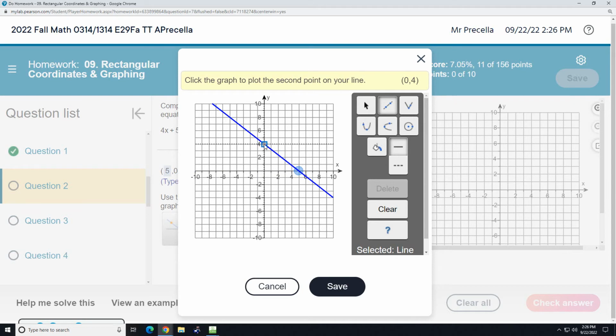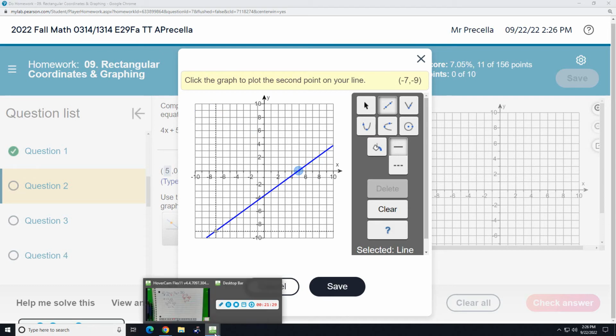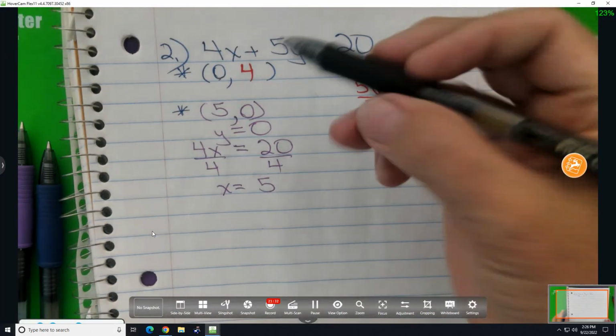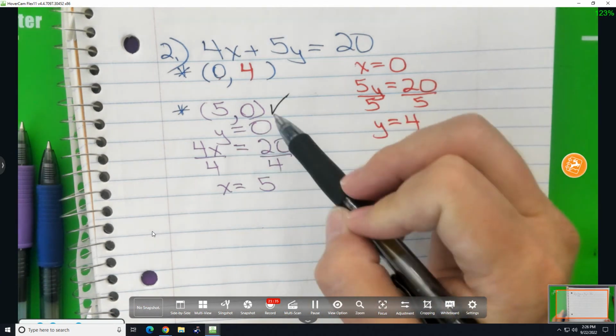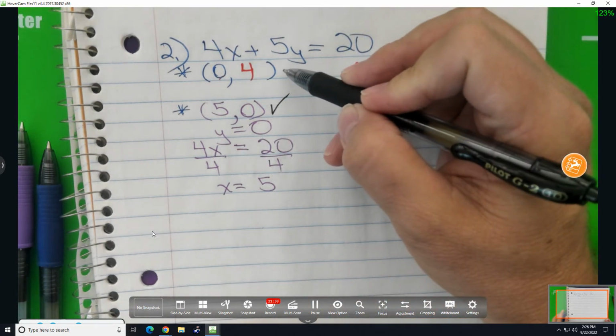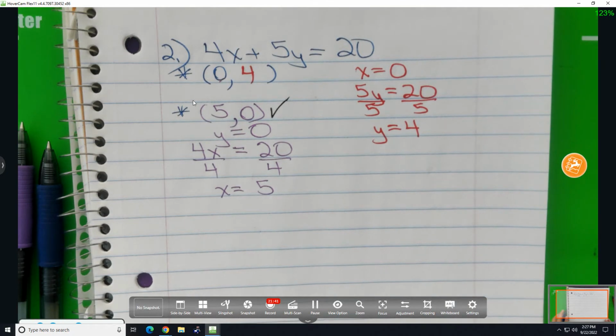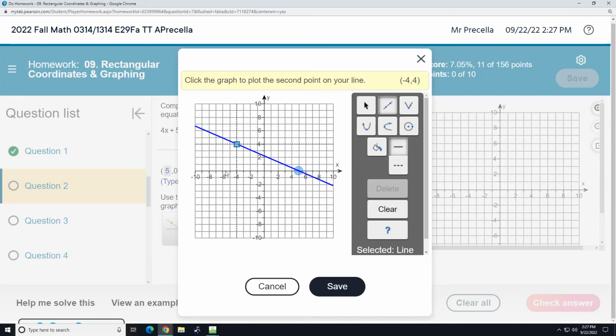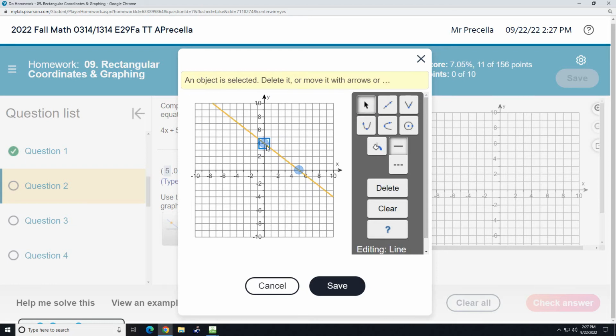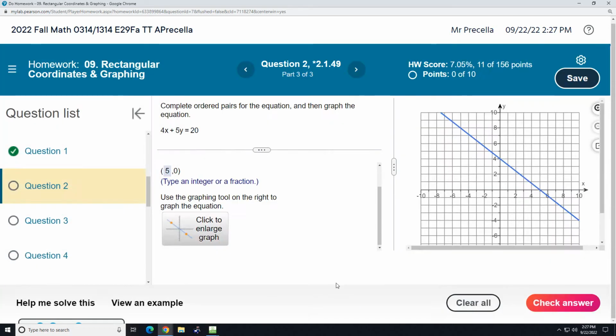Is that the point I want? No, because it's negative 4. Oh wait, never mind, sorry. Yeah, that is right. Okay, so we got the 5, 0. Here's the one I'm plotting now, 0, 4. It's a positive 4. Okay, 0, 4, there it is. You can't check it from this pop-out screen. You have to say save, and then check answer.